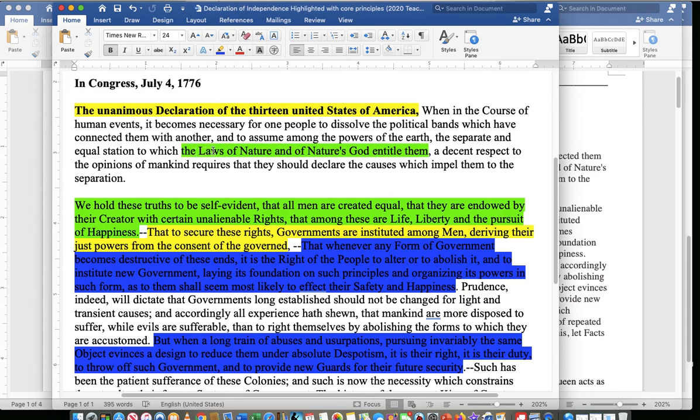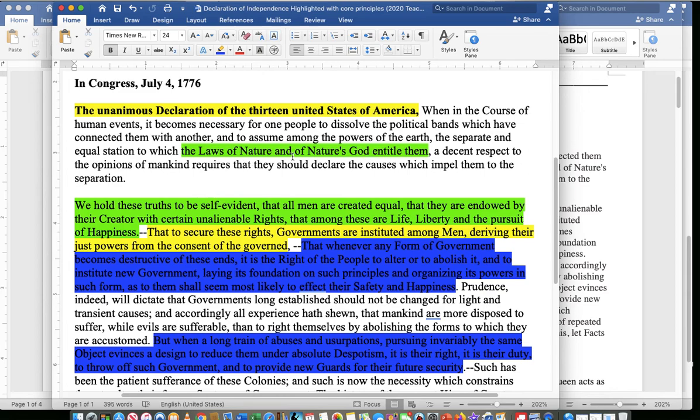I also see down here and right here in green, this allusion to natural rights, John Locke's natural rights, that people are born with inalienable rights. So the laws of nature and of nature's gods entitle them. So what they're telling you there is, these are the rights that you're born with.